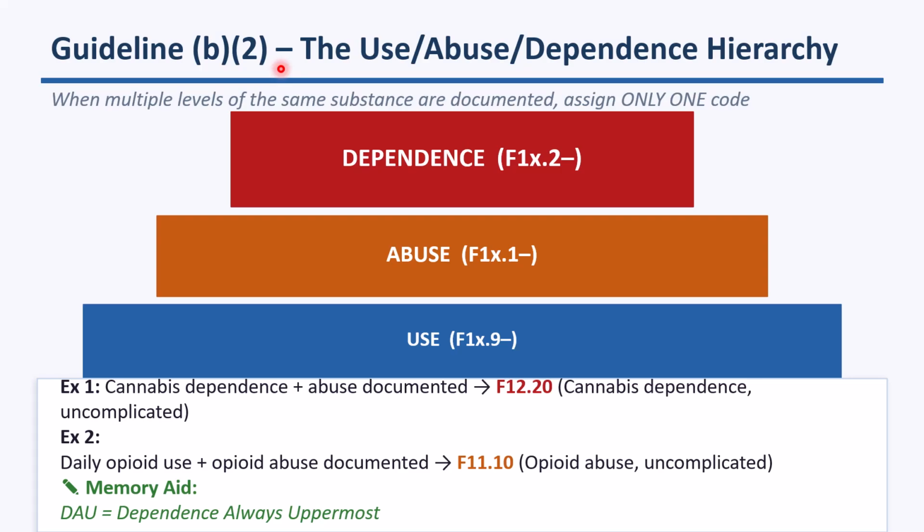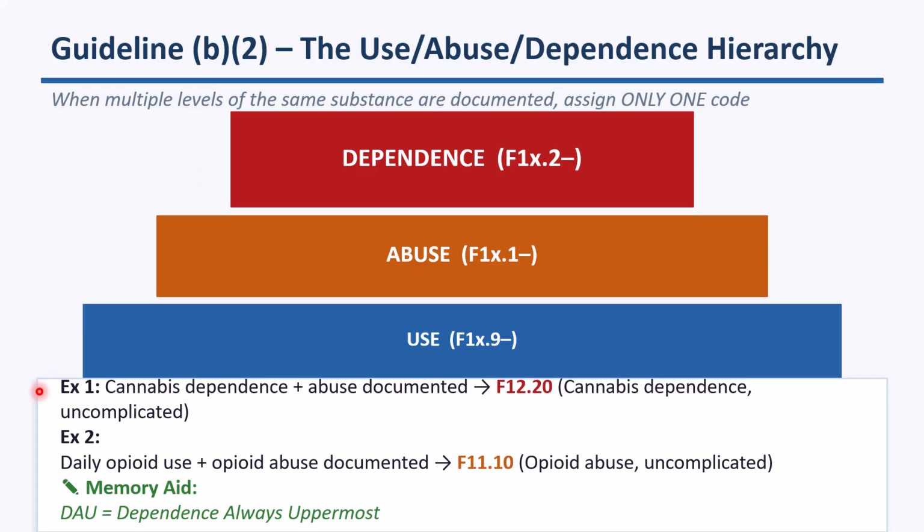Now we get to what I consider the single most important rule in chapter 5 for the CPC exam, the use, abuse, dependence hierarchy. Look at the pyramid on your screen. At the top, dependence, in the middle, abuse, at the bottom, use. So here's the rule. When a provider documents more than one level of the same substance in the same patient, you assign only one code, the one at the highest level of the hierarchy. Let me walk through each combination. If the provider documents use and abuse, you code abuse. If the provider documents abuse and dependence, you code dependence. If all three are documented, you code dependence.